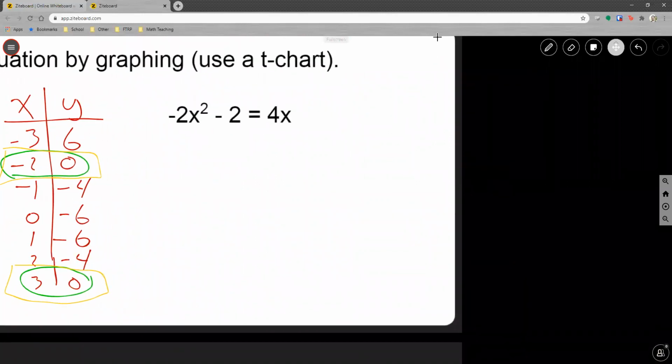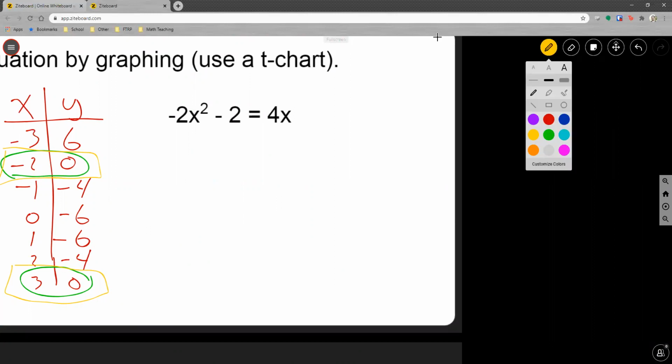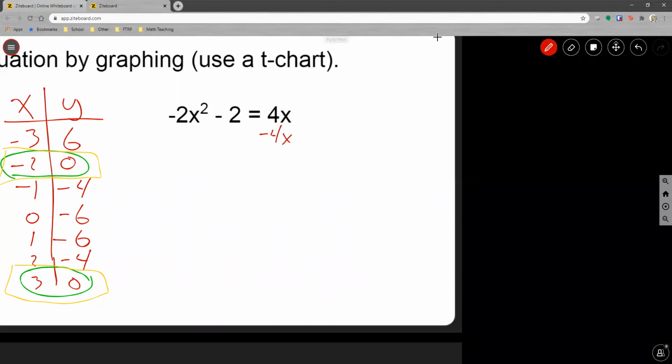All right, let's try this again on the right side of this paper. Again, we're solving by graphing. Again, this is going to be tedious, very tedious. I've got -2x squared minus 2 equals 4x. Well, I want to get all my quadratic on one side of the equation. So the first thing I'm going to do is move that 4x over. I create a space in the middle for the x's. So I got -2x squared minus 4x minus 2 equals 0.